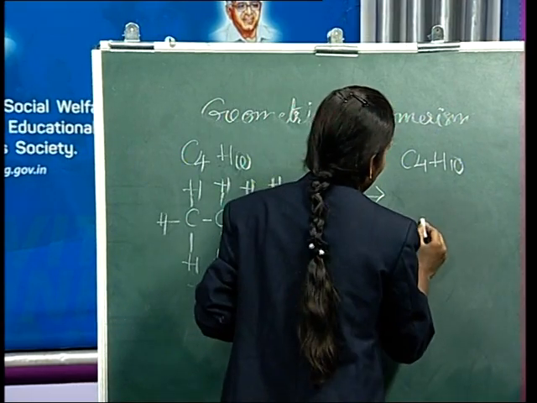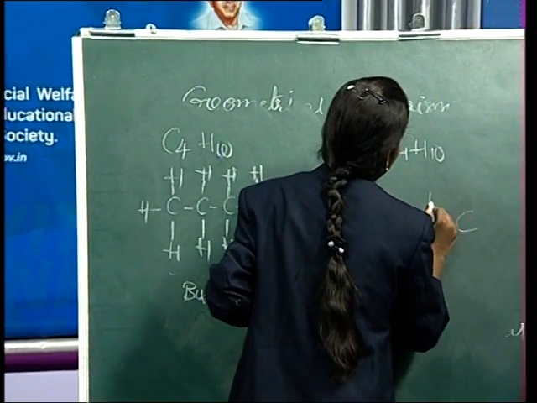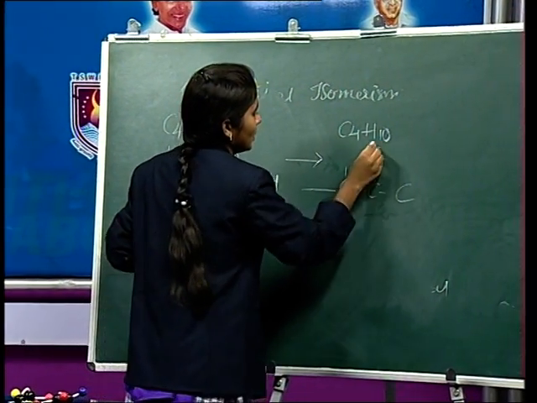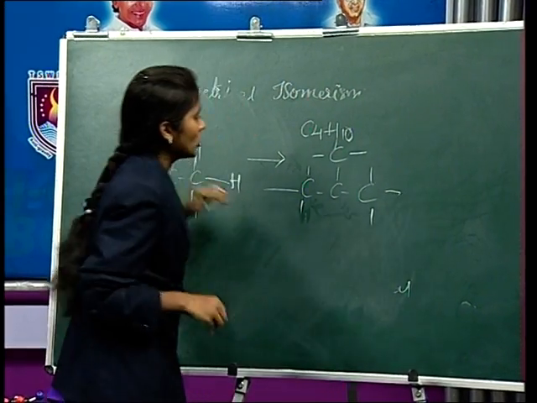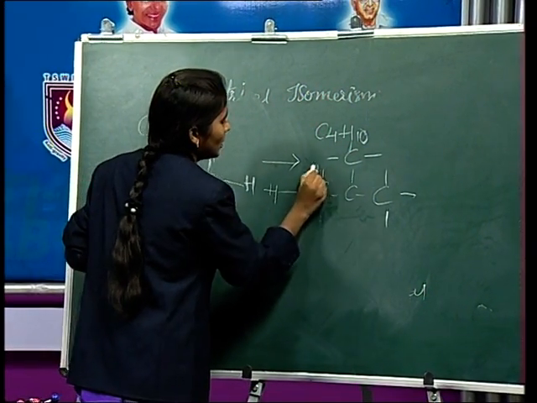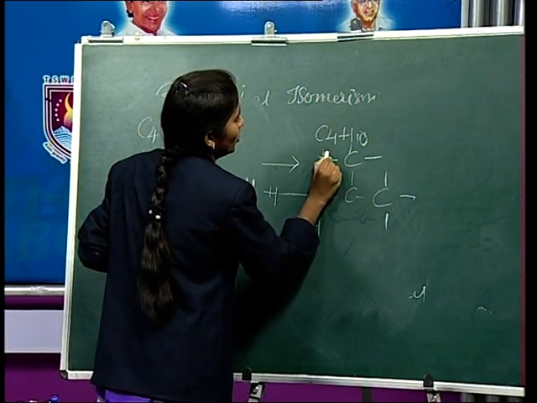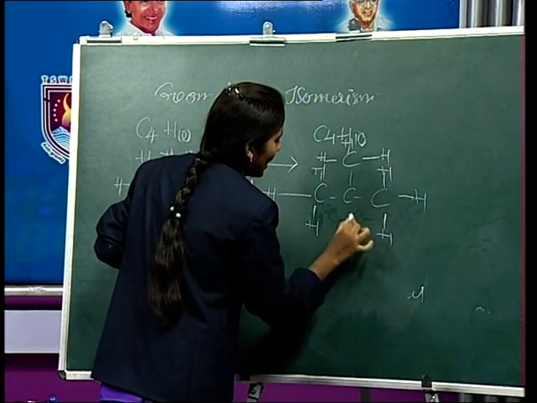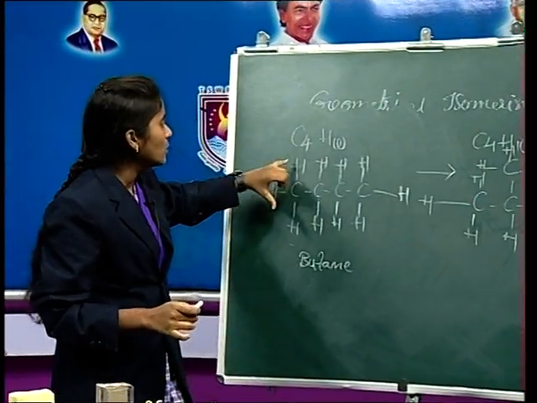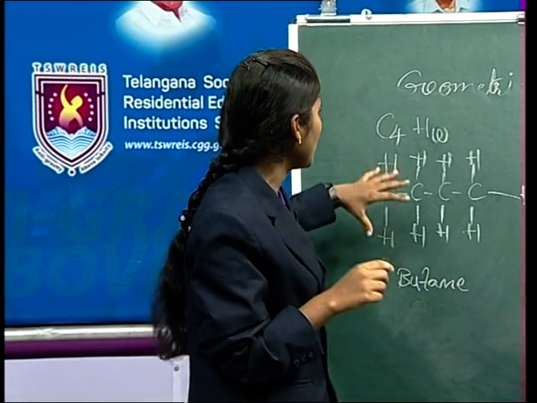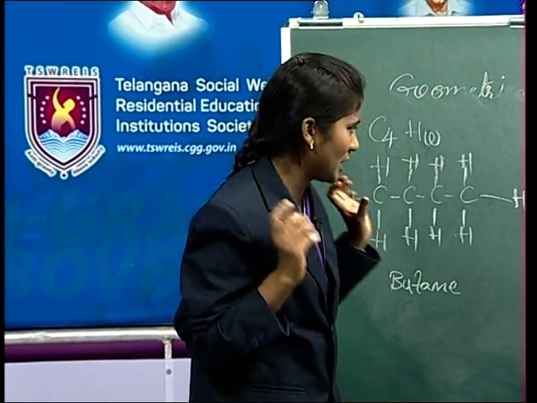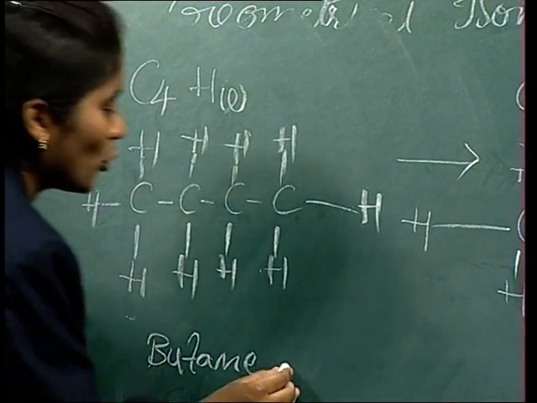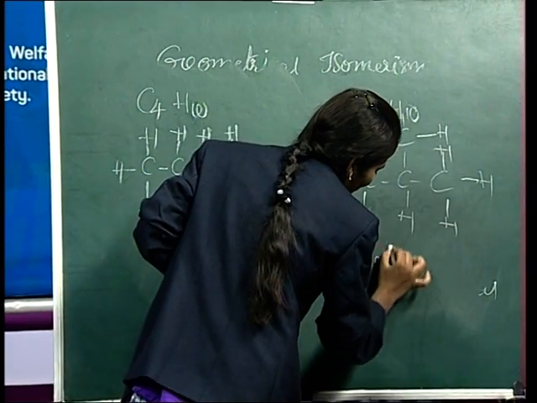Let me see here. 1, 2, 3, 4. Four carbons here. How many hydrogens? 10 hydrogens. Let me count it. 1, 2, 3, 4, 5, 6, 7, 8, 9, 10. So here the molecular formula is still the same, but we change only the structure. Here butane converts to what? Yes, 2-methylpropane.